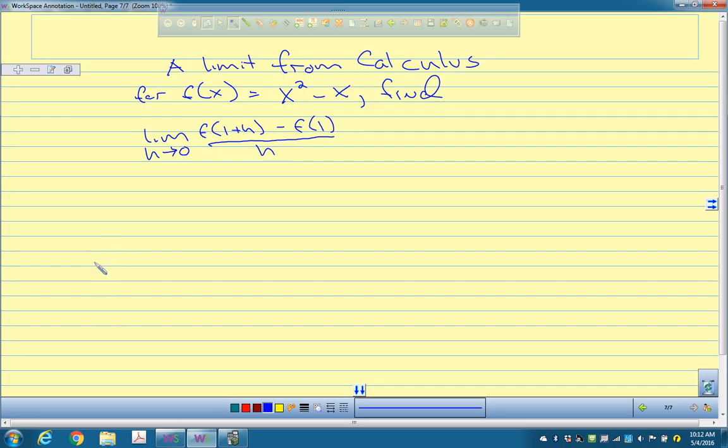And you will see this numerous times next year, because this has a specific name, okay? This is the definition of a derivative. I won't talk about it yet, okay?